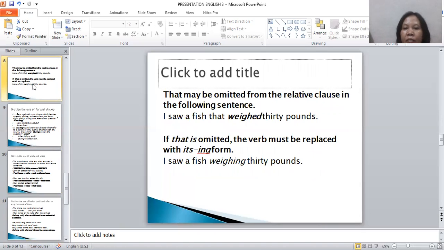That may be omitted from the relative clause in the following sentence. For example, I saw a fish that weighed 30 pounds. If that is omitted, the verb must be replaced with its ing form. For example, I saw a fish weighing 30 pounds.